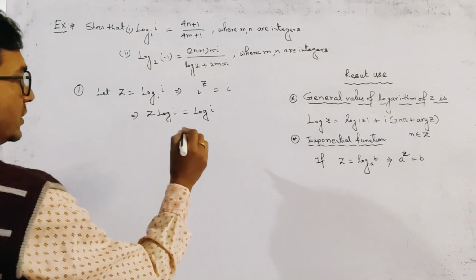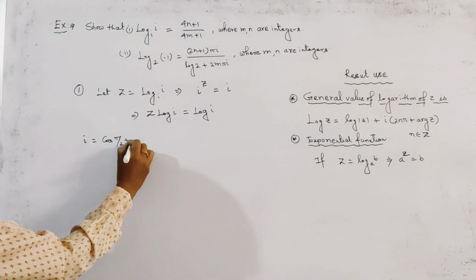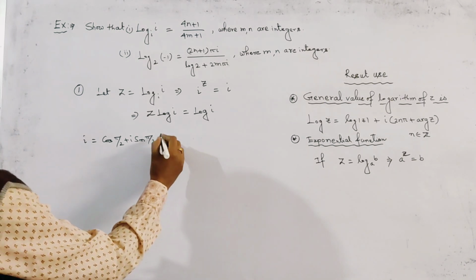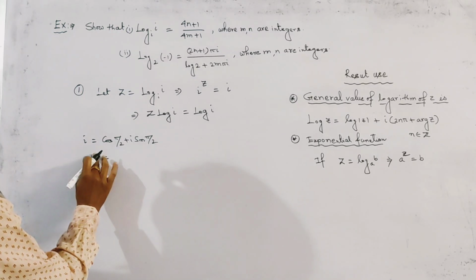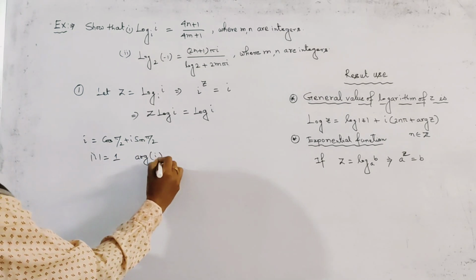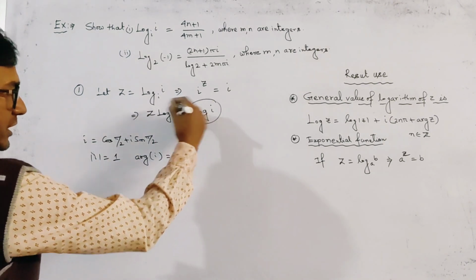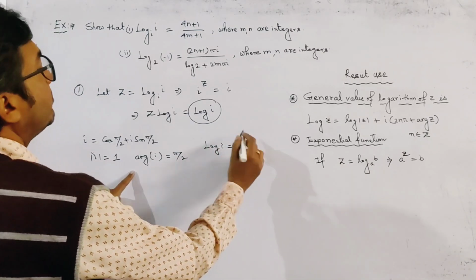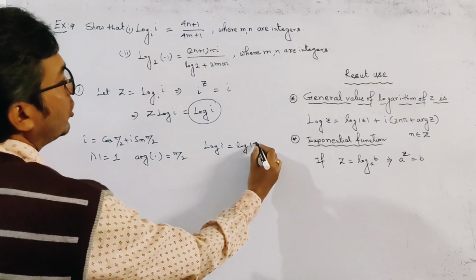Now we take logarithm on both sides, that is z into Log i is equal to Log i. Now we write i as cos π/2 plus i sin π/2, because cos π/2 is 0 and sin π/2 is 1. So mod i is equal to 1, and argument of i is equal to π/2.